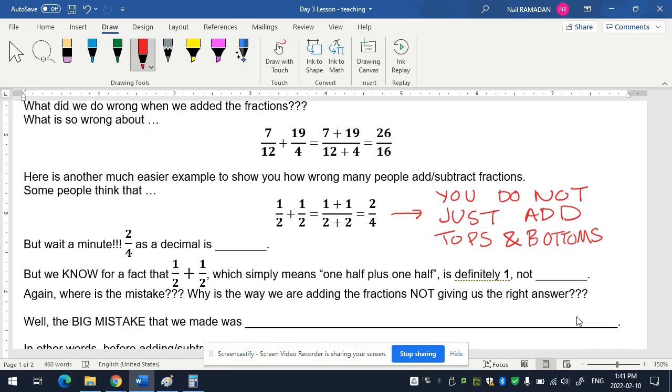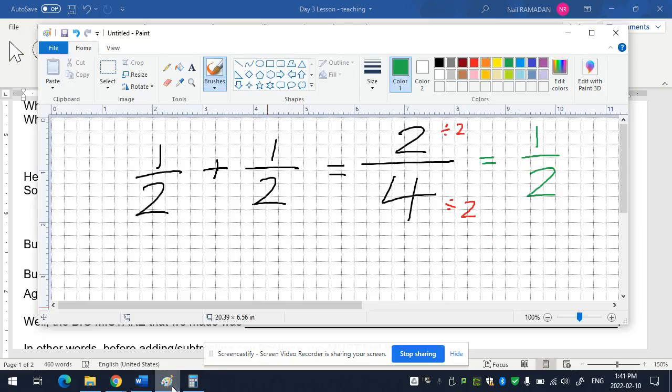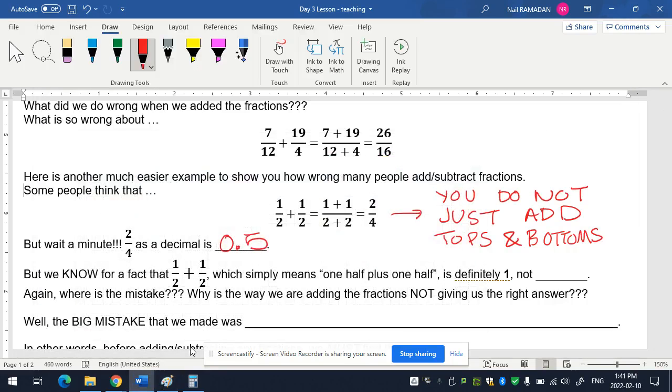Again, 2 over 4 as a decimal is 0.5. That's exactly what we did here, everyone. 2 over 4 is 0.5. But we know for a fact that half plus half, which simply means 1 half plus 1 half, is definitely 1, not 0.5.